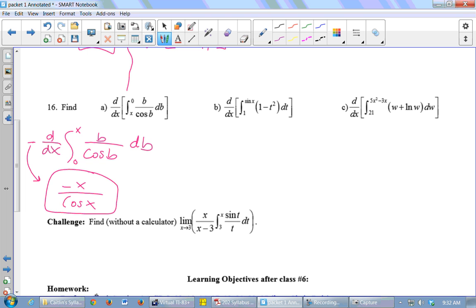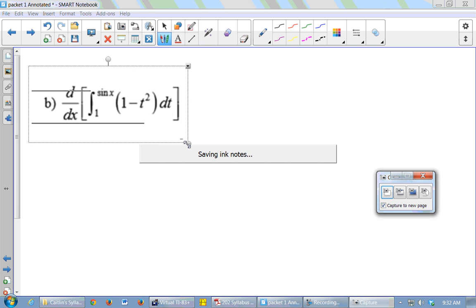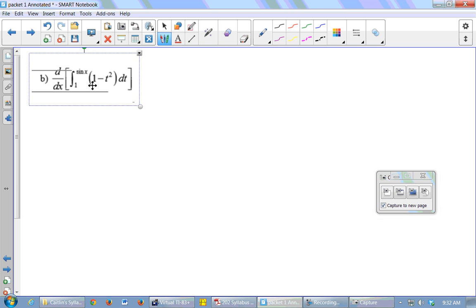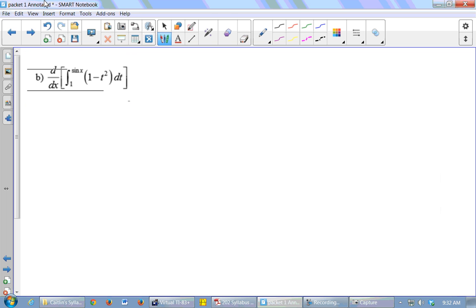All right, so this next one is a little bit harder. So I'm going to get a new page. Okay, so d dx of the integral from 1 to the sine of x of 1 minus t squared dt. How does that look a little bit different than fundamental theorem part 2? Instead of just an x, you have a sine of x.